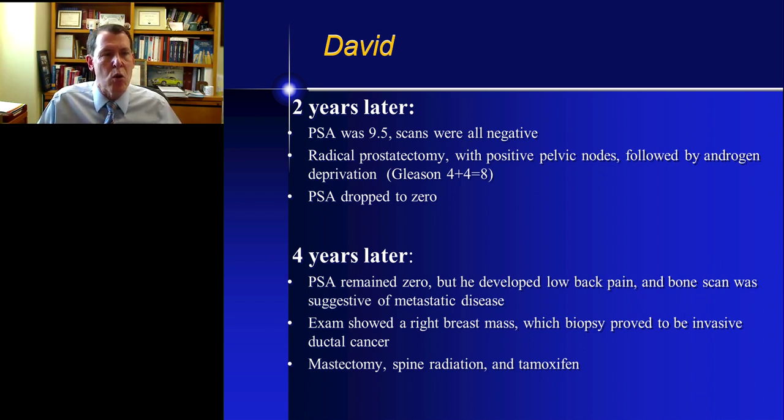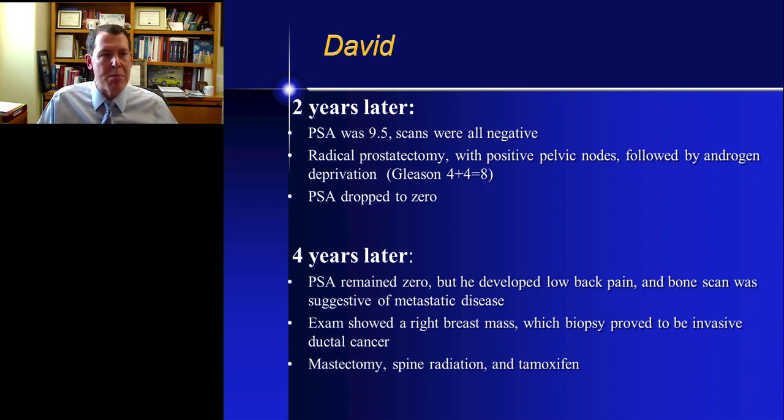His Gleason score in the radical prostatectomy, he was upgraded to Gleason 8, which is considered high-grade cancer. After the surgery, his PSA drops to 0, indicating that he is currently at this point disease-free. But 4 years later, his PSA remains 0, but he's developed low back pain, and his bone scan was suggestive of metastatic disease. Interestingly, a physical exam shows a right breast mass, which ends up being biopsy-proven invasive ductal carcinoma.